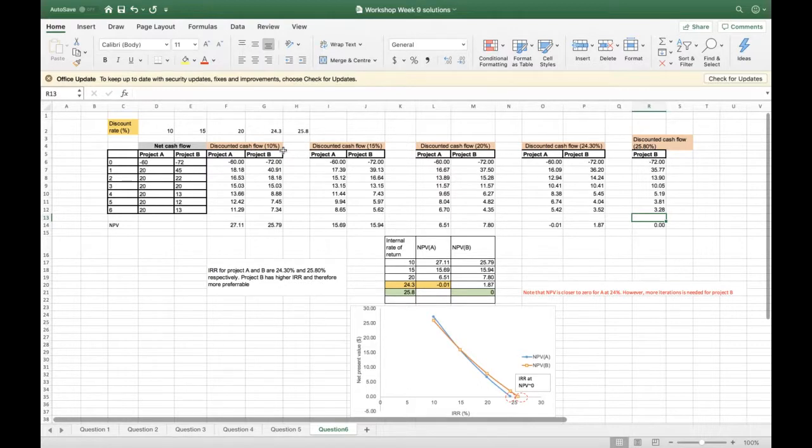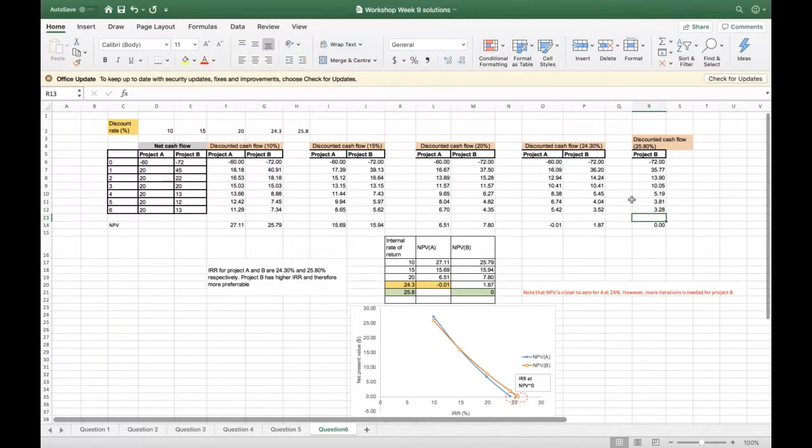Now similarly we do the same calculation for project A and B by considering a discount rate of 15%. You can see that when we are increasing the discount rate, the net present value is approaching zero, but not yet. So we keep on increasing the discount rate and we can see that the net present value is approaching zero nearer and nearer.